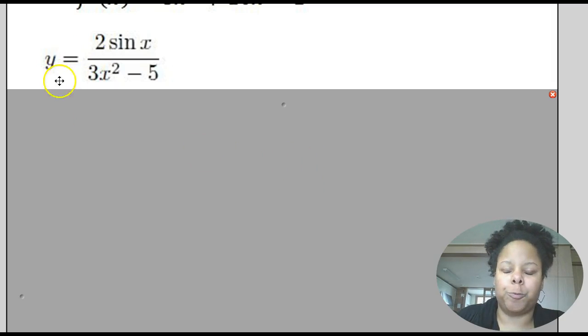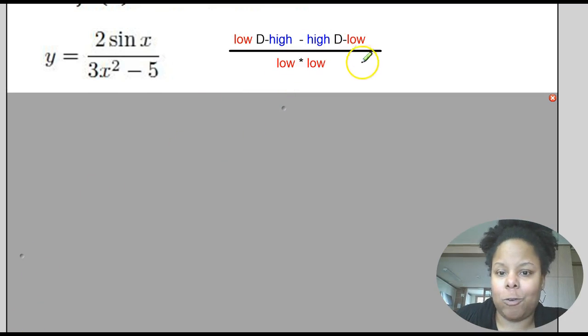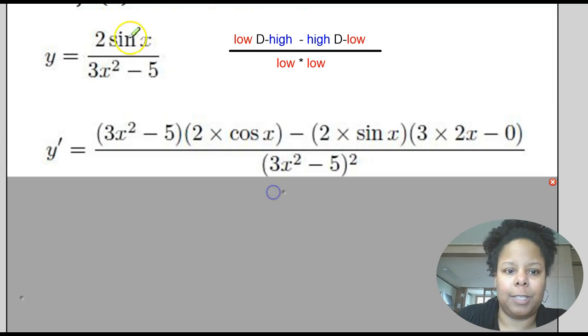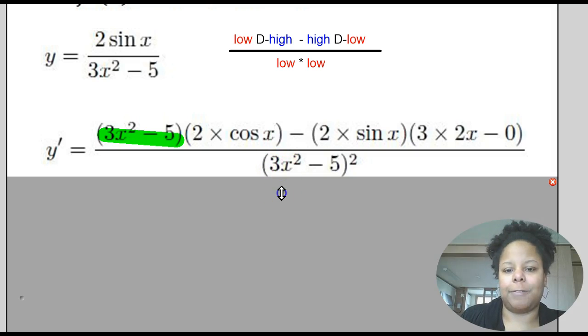Okay, using the quotient rule, if I have a function here, which is the result of dividing two functions, if you remember, low d high minus high d low all over low low, well, if that's the case, then the derivative of this function is low d high, the derivative of the high, so the derivative of 2 sine of x is 2 cosine of x, minus high, 2 sine of x, times the derivative of the low, the derivative of 3x squared minus 5, which is 3 times 2x, all over low low, which is 3x squared minus 5 squared.